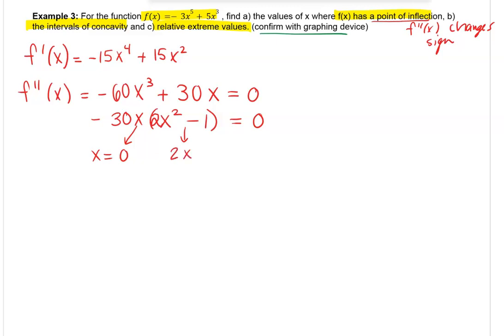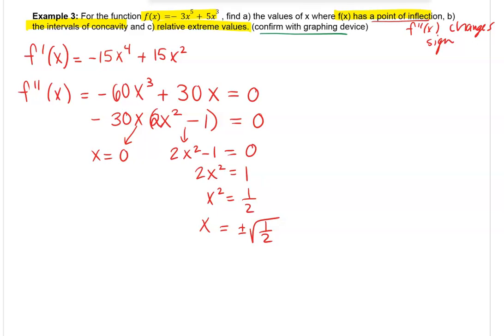The other thing that could make the second derivative equal to 0 is if 2x squared minus 1 is 0, which would be where 2x squared equals 1, which would be where x squared is equal to 1 over 2, and then x equals plus or minus square root 1 over 2. Okay, so I have these ugly numbers, but it's okay. There we go. So these are my potential places where I have a point of inflection.